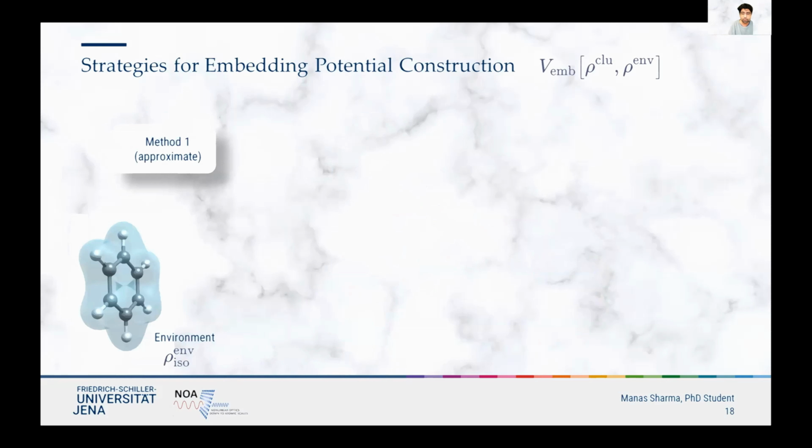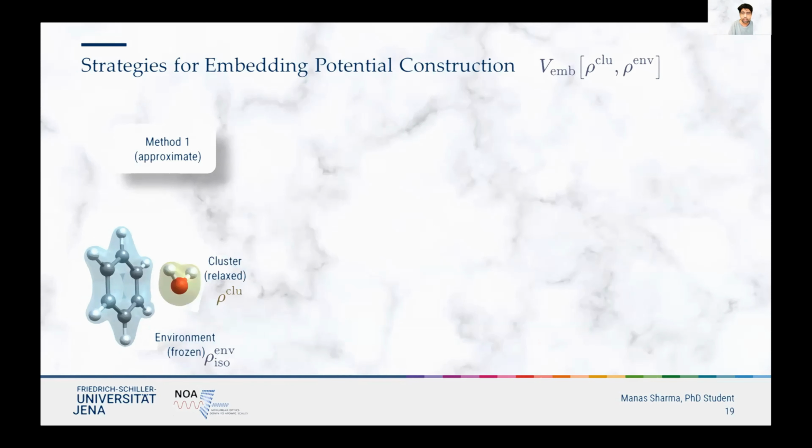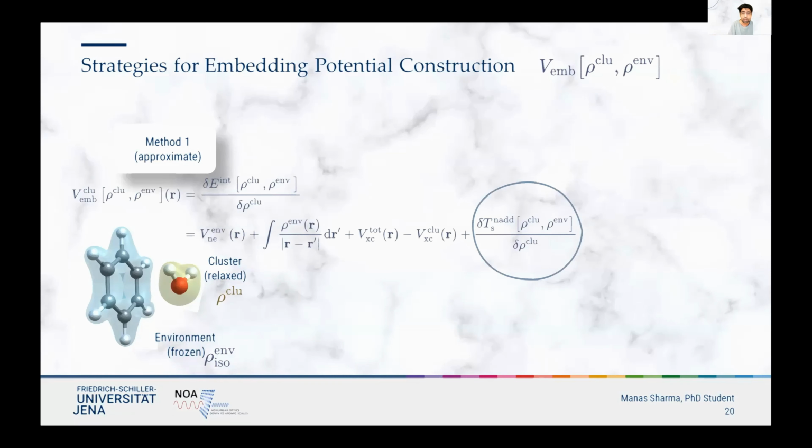So in method one, we relax the density of the isolated environment, then we plug this density into the formula of the embedding potential, and then we relax the cluster density in the presence of this embedding potential. And this method is actually approximate in nature due to the presence of approximate non-additive kinetic energy density functionals.